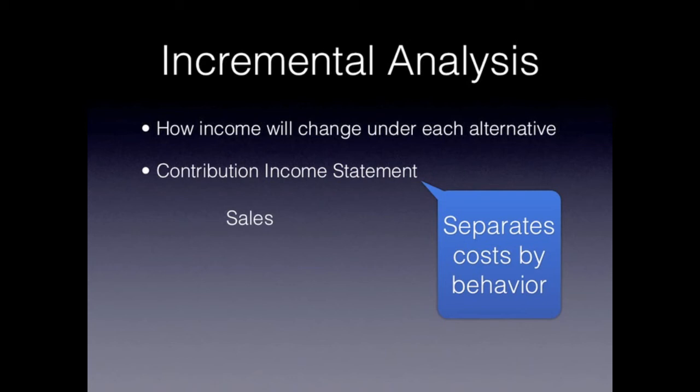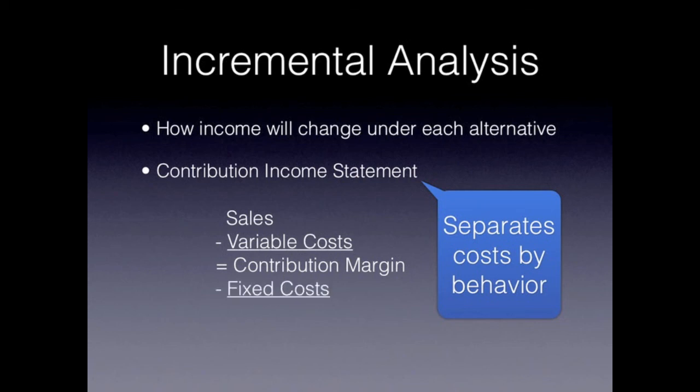From sales, we're going to subtract our variable costs. So remember our discussion on variable cost. Variable cost in total will change depending on our activity level. So we're going to subtract our variable cost. That will give us what we call a contribution margin. From contribution margin, we're going to subtract fixed costs. Remember, fixed cost did not change in total depending on activity level. And that will give us our operating income.